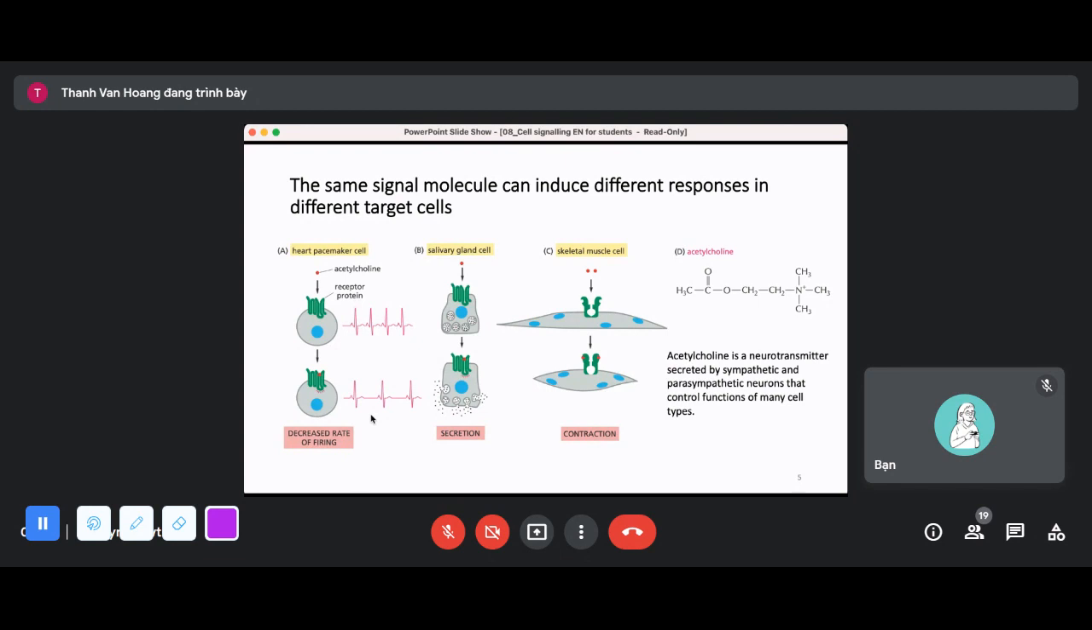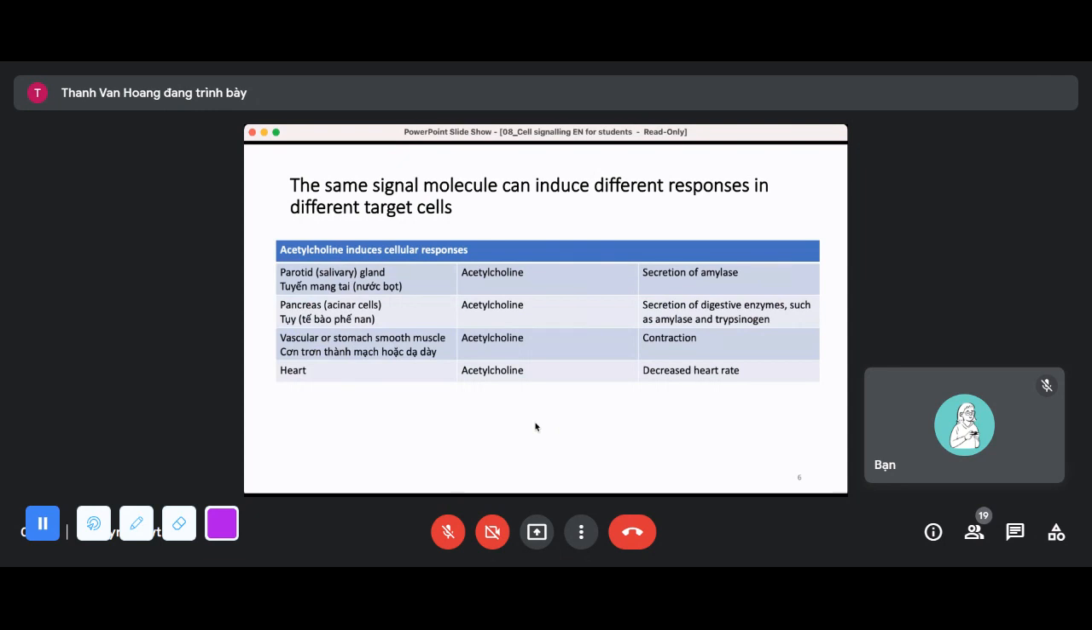For example, in salivary gland cells, tuyến nước bọt, if acetylcholine is secreted, the gland cells secrete the vesicle as the saliva. Or in skeletal muscle cells, acetylcholine induces these cells to contract. So you can see that the same signal molecule can be used by the body for different purposes. And the process is somehow well coordinated.